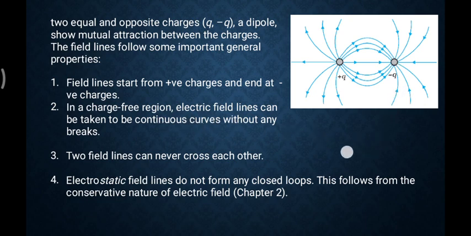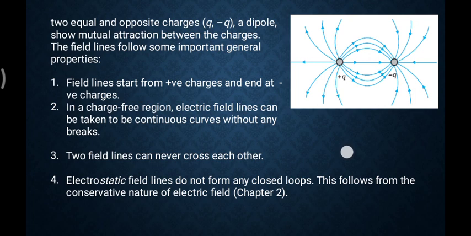Two field lines can never cross each other. You can also see that in this picture. We saw this basic scenario in the characteristics of magnetic field lines, but it is applicable here also. There we have the N pole and S pole; here the positive charge and negative charge. The same structure of magnetic field lines applies here in the electric field line concept. Two field lines can never cross each other.